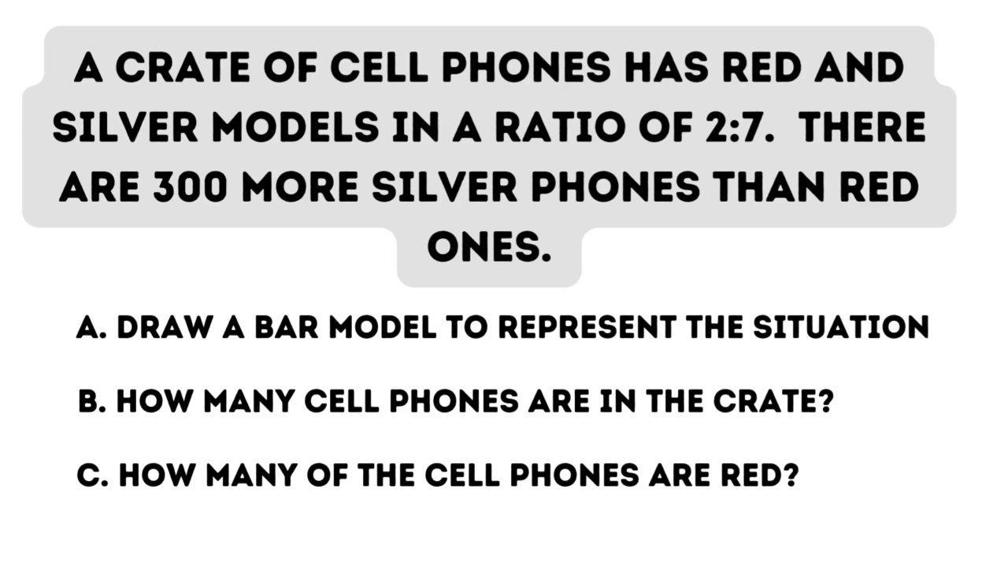All right, let's use bar models to solve these ratio problems. So in this case here, a crate of cell phones has red and silver models in a ratio of 2 to 7. There are 300 more silver phones than red ones. A, draw a bar model to represent the situation.